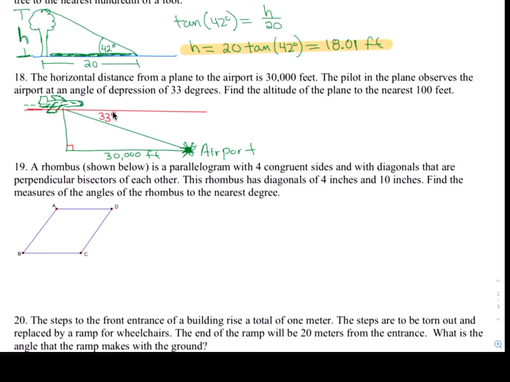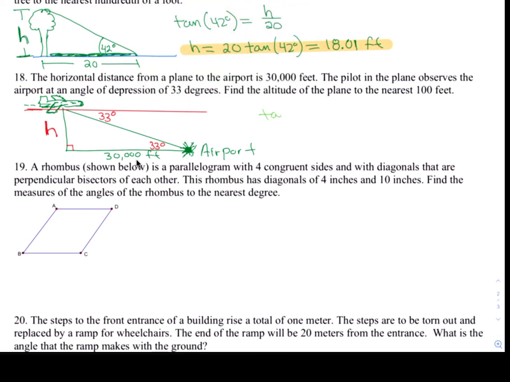Now we can transfer this angle of depression, 33 degrees, down to the angle that's inside the triangle, which is also the angle of elevation. So the angle of depression and the angle of elevation are always going to be the same. All right, we're trying to find the altitude of the plane, which is really the height of the plane. So we'll call that h, and we notice that h is the opposite side of this angle 33, whereas 30,000 is the adjacent side, so we can use the tangent.